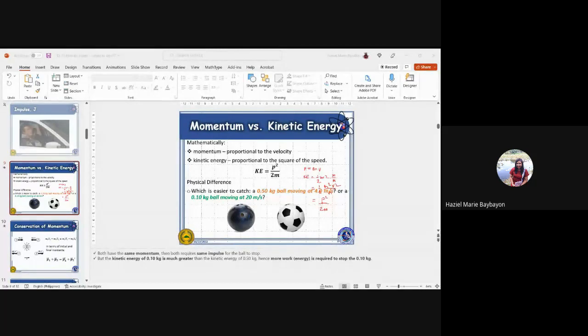Okay. So, this one is difficult to catch, meaning the 0.1 kilogram ball moving at 20 meters per second. Both have the same momentum, then both require the same impulse for the ball to stop. But the kinetic energy of the 0.1 kilogram ball is much greater than the kinetic energy of the 0.5 kilogram ball. Hence, more work is required to stop the 0.1 kilogram ball. Okay.